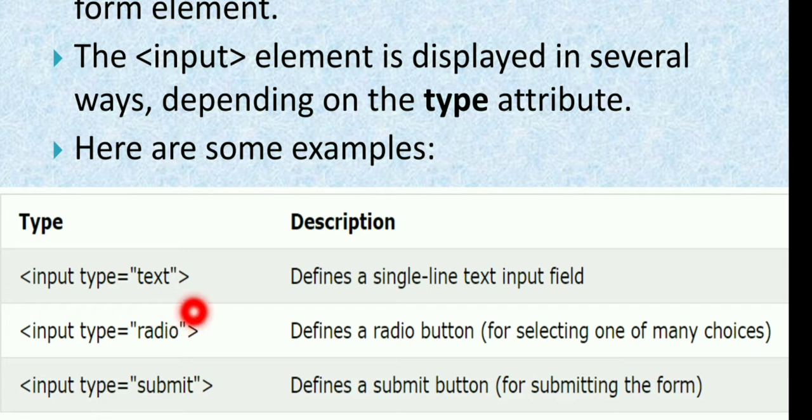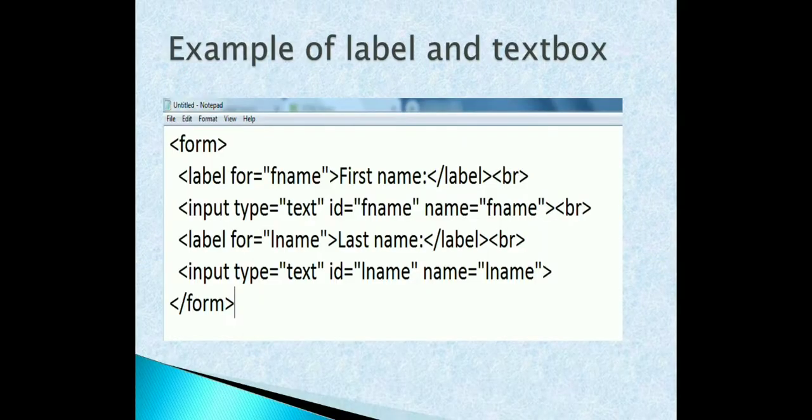When we define input type is equal to radio, it will act as a radio button for selecting one of many choices. When we define input type is equal to submit, it defines the submit button for submitting the form. Let's see the example of label and text box.